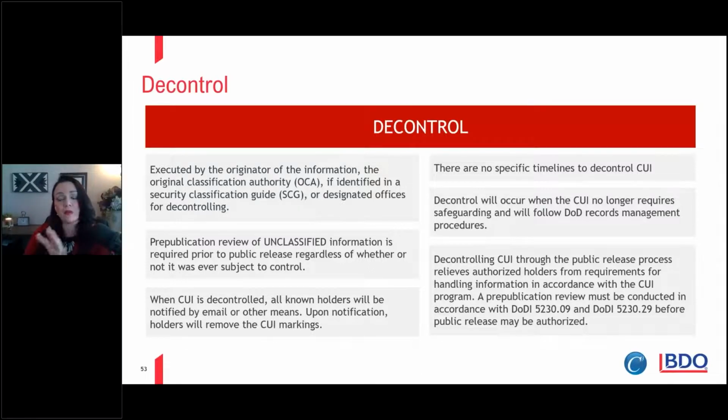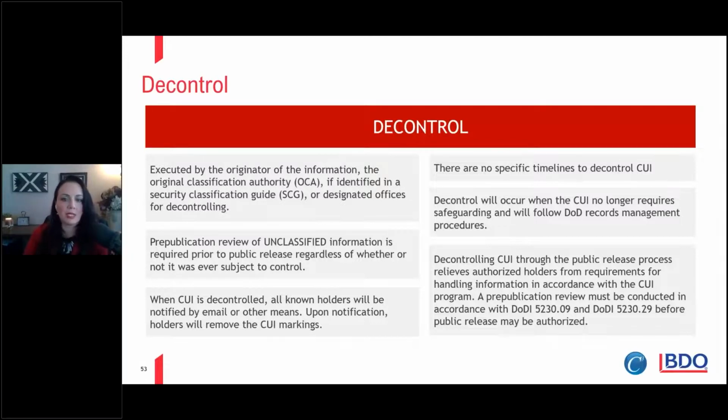Unlike classified information, which typically had a 25-year declassify cycle, there are no specific timelines to decontrol CUI. So we don't have a set time period where it automatically becomes decontrolled. It will occur when the CUI no longer requires safeguarding. And again, we follow the records management procedures.